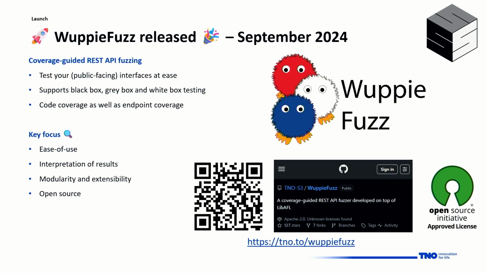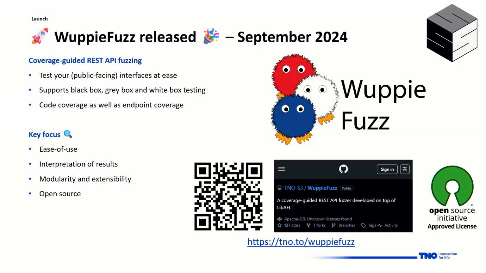So today, we're presenting WuppieFuzz, released actually last year already, but we are now going to be more publicly present. You can download it for free on GitHub and use it in whatever way you want. It's an Apache 2.0 license, so feel free to use it. The goal of presenting this to you is to advance the science around REST API fuzzing, but also bridging this gap to industry.